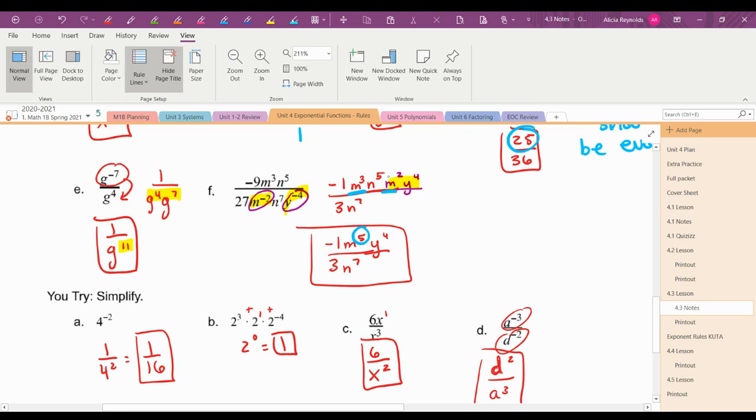And then I need to subtract, and I will have 2. This is a 2, not a 7, on the bottom, because I have 5 on top, 7 on the bottom. If I had n to the 5th over n to the 7th, that's n to the 5 minus 7, which is n to the negative 2, which is 1 over n squared. So it's a 2, not a 7.